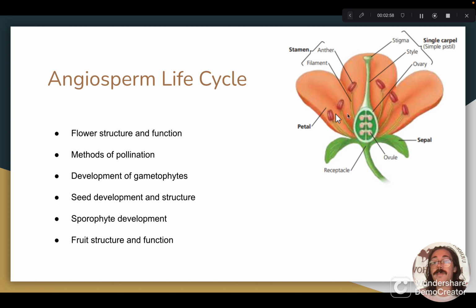The carpel is also commonly called the pistil, as you can see here, and it can be broken down into three parts. The stigma, which is a sticky tip that collects pollen and funnels it into the stalk-like structure known as the style, which delivers the pollen to the ovary to fertilize the ovules within.